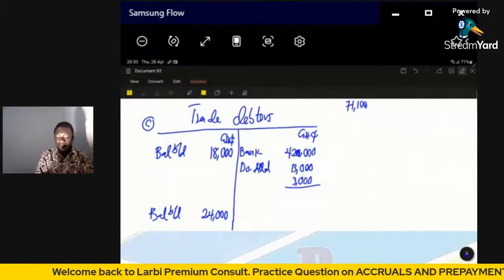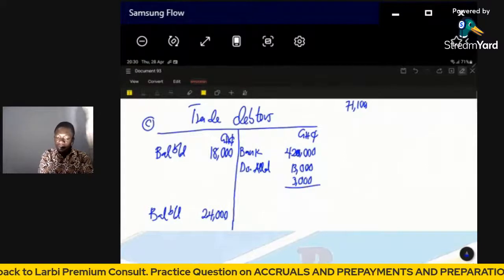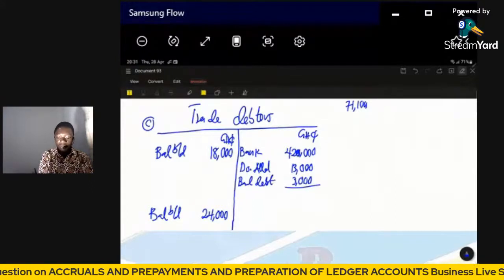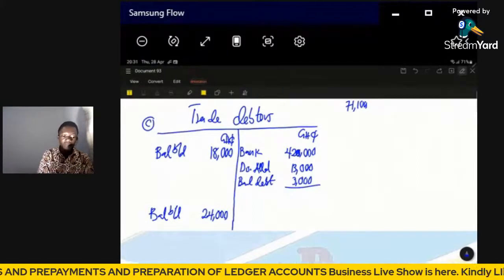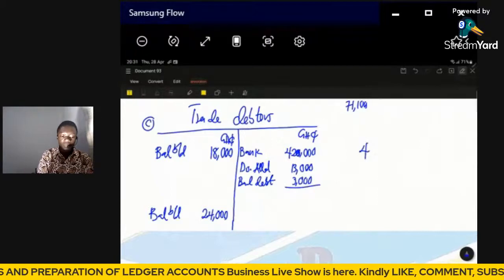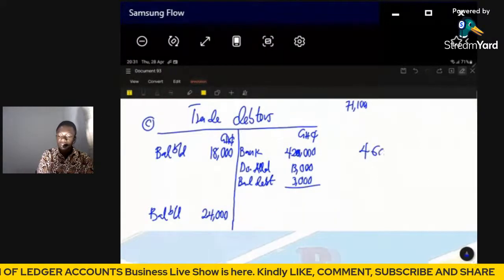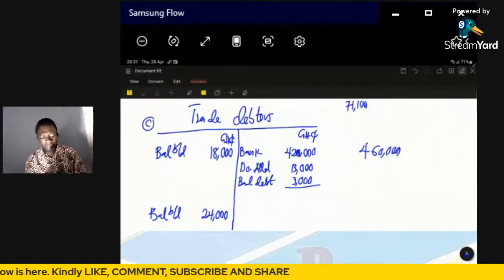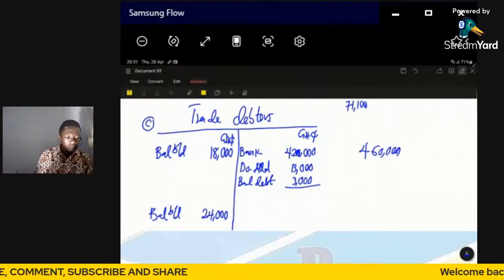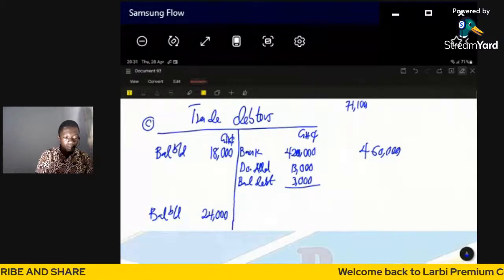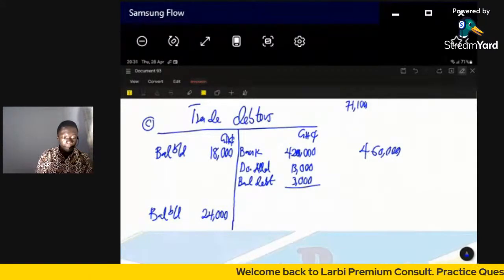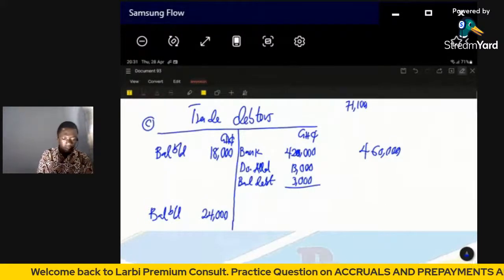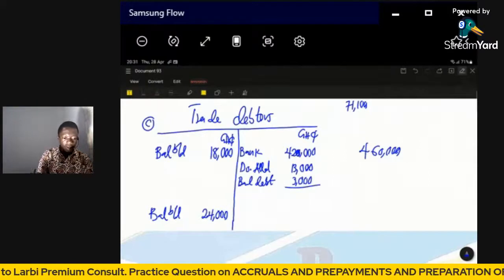So when I add the three values here, here was bad debt, the bad debt that we are writing off. Is that okay? When I added all the three, I had a total of 460,000. Let's see if that is true. Let me check it well before I make any conclusion.